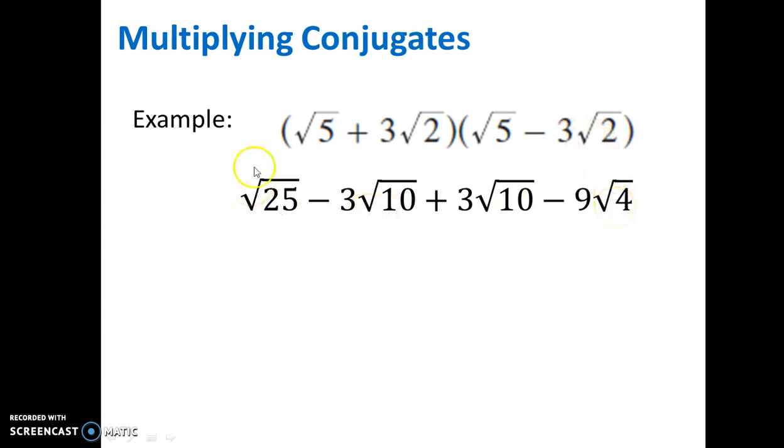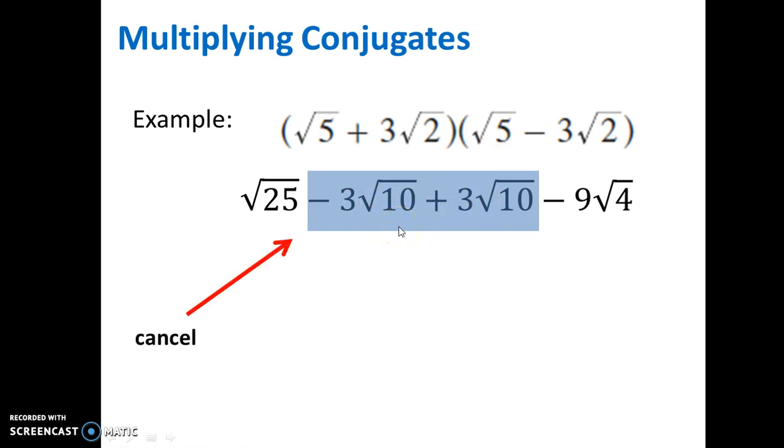Let's simplify that a little bit. Root of 25 is, first of all, let's take a look at that. When you multiply conjugates, you'll always end up with this situation. These two middle terms will be identical to each other, but one will be positive, one negative. They will cancel each other because these resulted from doing this times this, which was the negative one, and this times this, which was the positive one, but they're identical, just one's positive, one's negative. So those cancel, and we are left with just root 25 and then minus 9 root 4.